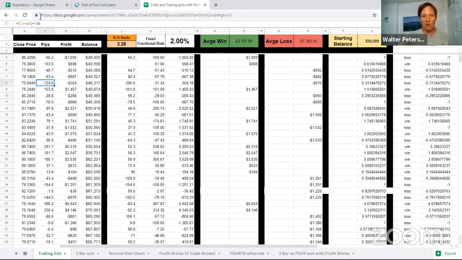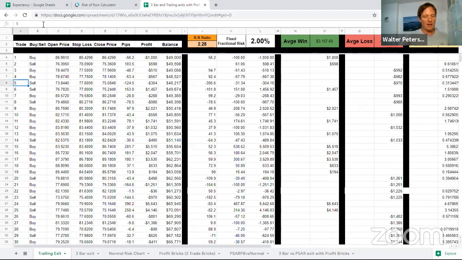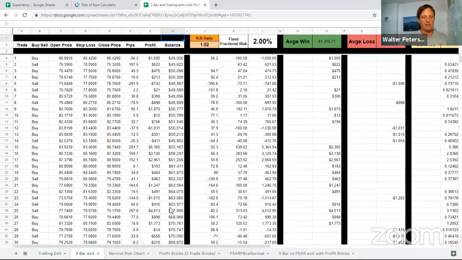It takes a while for it to move into profit. Actually, that's how it works. You can see the numbers here. We're still risking 2% in both cases, but the end result is very different.